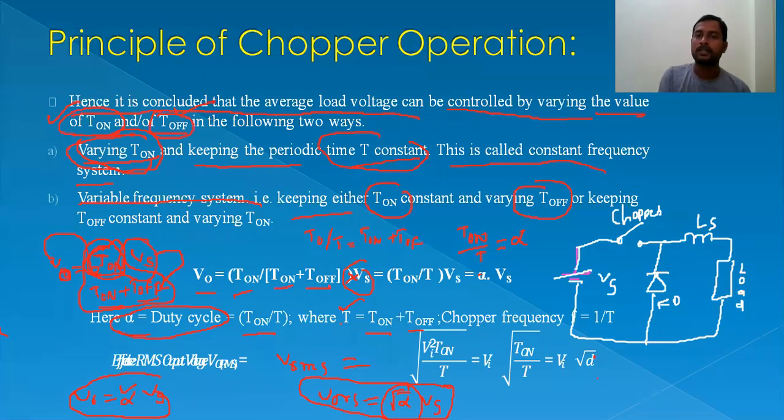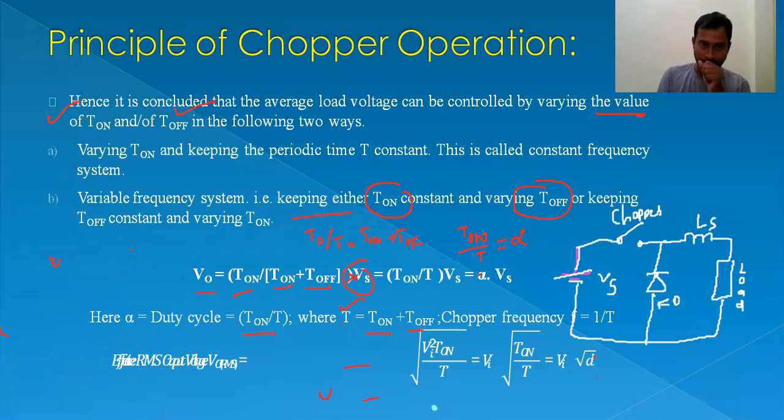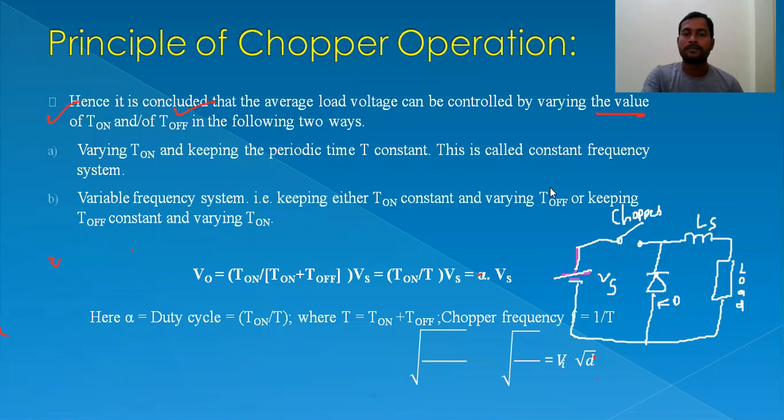So the difference between RMS and the average value is based on the duty cycle. If V output is equal to alpha into Vs, that is the average value, and if you take root of alpha into supply voltage, that becomes the RMS value.